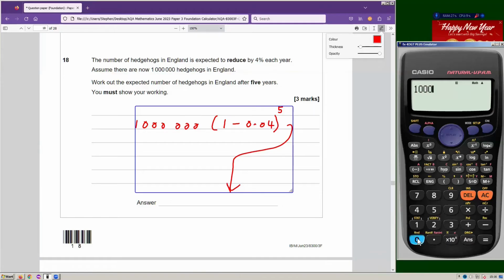1,000,000. Should be able to just open the bracket like that. 1 minus 0.04. Close the bracket, raise it to the power, which is this one with the x on, and put 5 in, because it's 5 years. I'm just going to check. Reduced by 4% each year. There's 1,000,000. What's going to happen after 5 years?